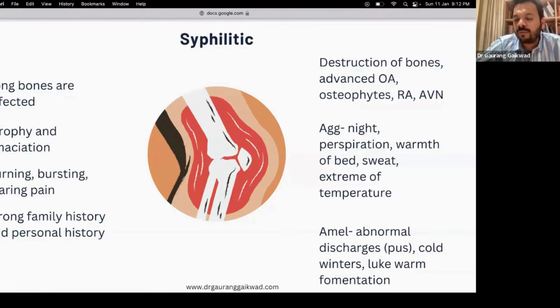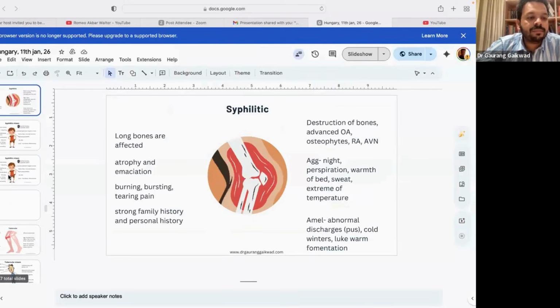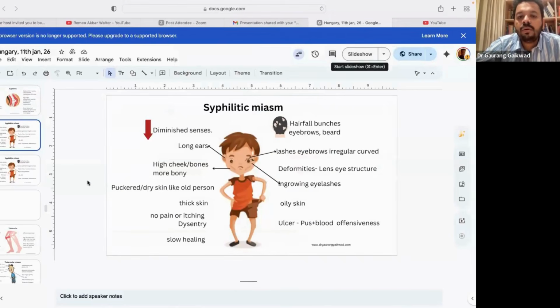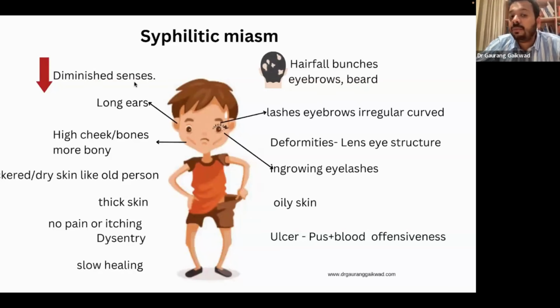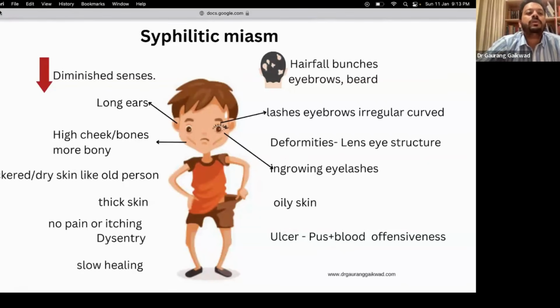There are many syphilitic miasm remedies. Some of you have already written syphilinum, aurum, kali iodatum, nitric acid, fluoric acid. As you mentioned, these are all deep syphilitic remedies. Some more things about syphilitic miasmatic patterns: you will see the senses are very diminished. There is more bony pathology. There's dry, puckered, thick skin. Sometimes the patient experiences the pain numbing down. The healing becomes very, very slow. There are many deformities. Deformity is a keynote of syphilitic miasm. Many ulcers, pus, blood, this kind of pathology makes you think mainly of syphilitic miasm.